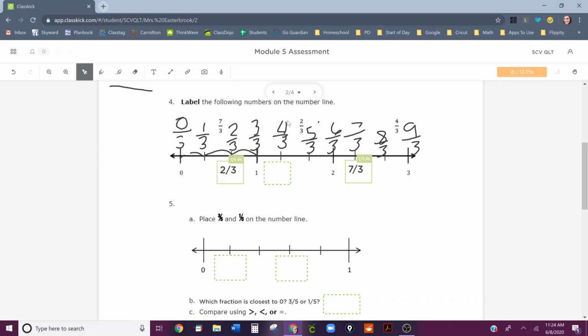Next is 4 thirds, and right here is where I labeled 4 thirds, so I know it goes in that blank, 4 thirds.